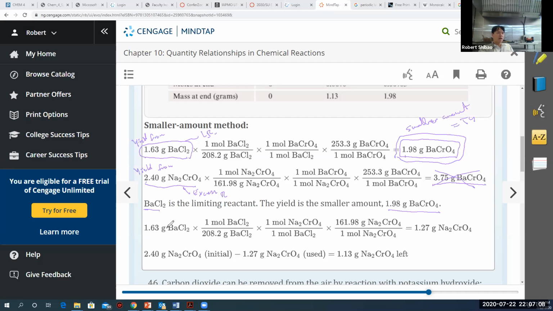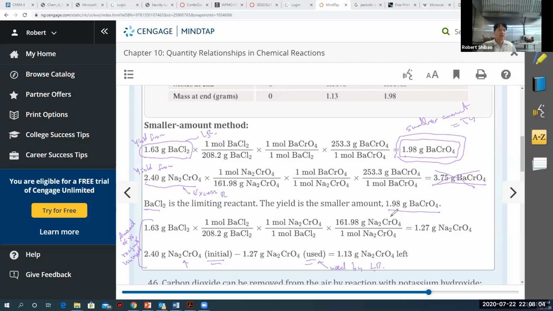Now this final calculation is how much excess reagent remains unused. You know, how much did we waste essentially? So we started off with 2.40 grams. Did we really need 2.40 grams? No, we didn't. So this last calculation is the amount of excess reagent unused. This is how we do it. We figure out how much we had at the beginning, and then we figure out how much we used, which is used by the limiting reagent, the LR.